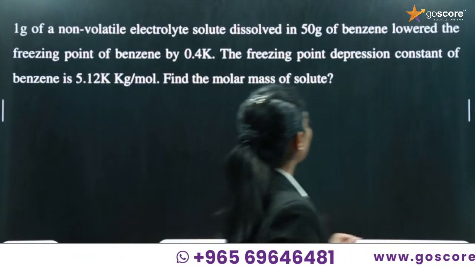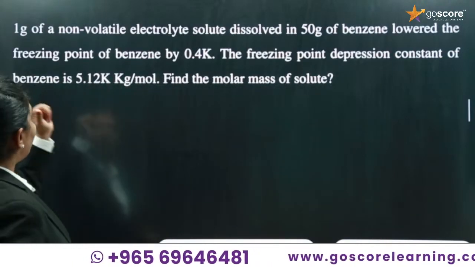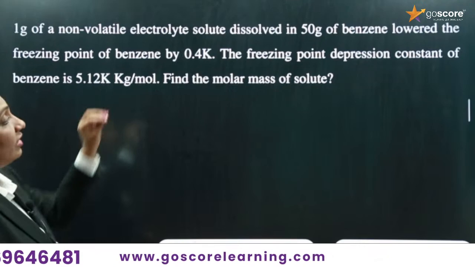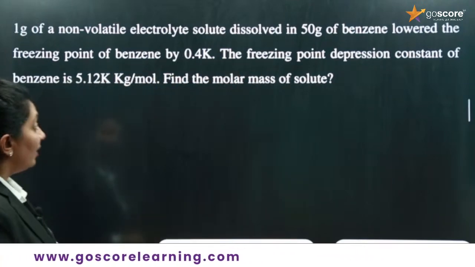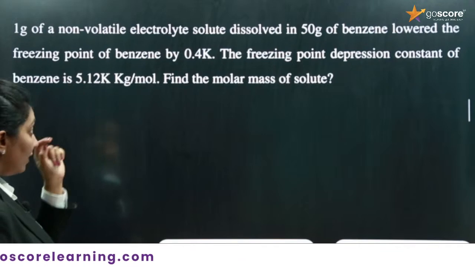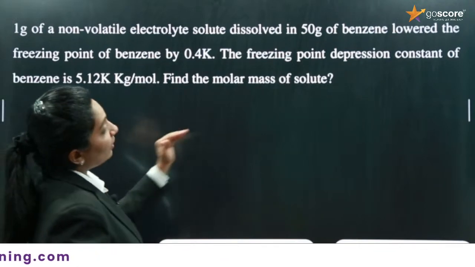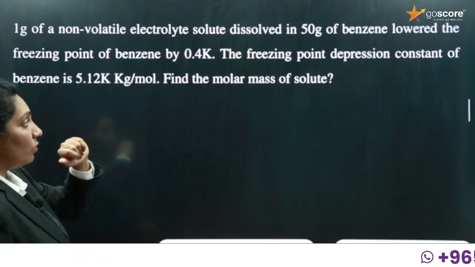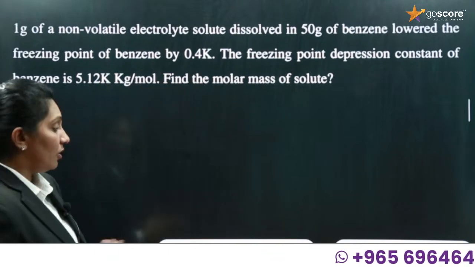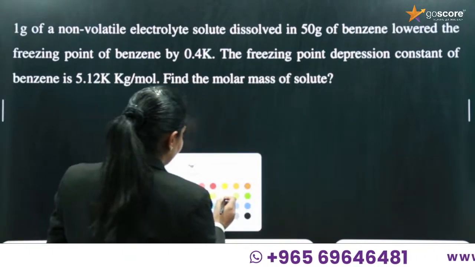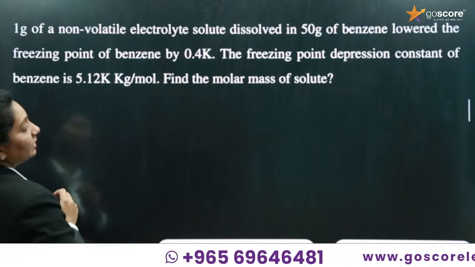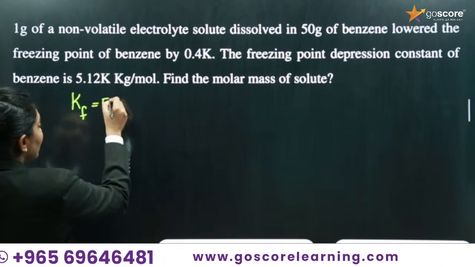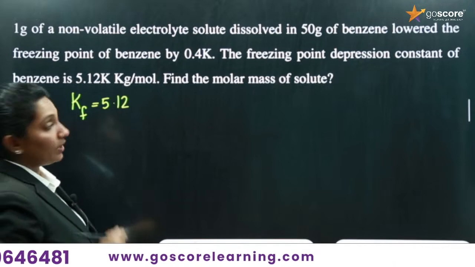Now let's see one numerical problem based on that. 1 gram of a non-volatile electrolyte solute dissolved in 50 gram of benzene lowers the freezing point of benzene by 0.4 Kelvin. The freezing point depression constant of benzene is 5.12 Kelvin kilogram per mole. Find the molar mass of solute. So easy, right? The cryoscopic constant KF is given as 5.12 Kelvin kilogram per mole.